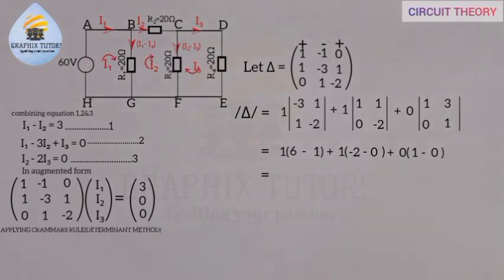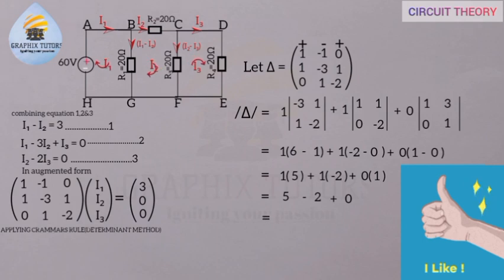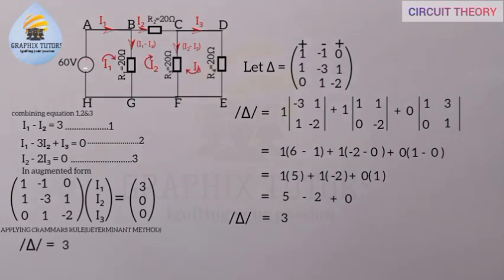So this will now be equal to 1, open bracket, 6 minus 1 is 5, plus 1, open bracket, minus 2 minus 0 is minus 2, plus 0, open bracket, 1. So when you do the needful, 1 times 5 is 5, 1 times minus 2 is minus 2, plus 0 times 1 is 0. By the time you do the needful, 5 minus 2 is 3, 3 plus 0 is 3. So my determinant of delta here is 3, right?